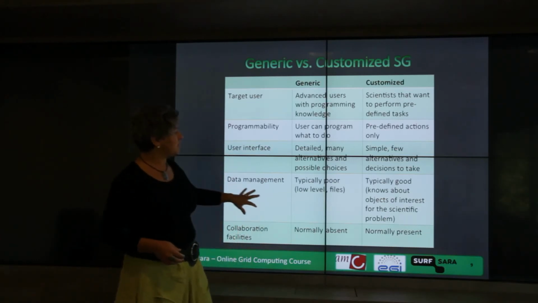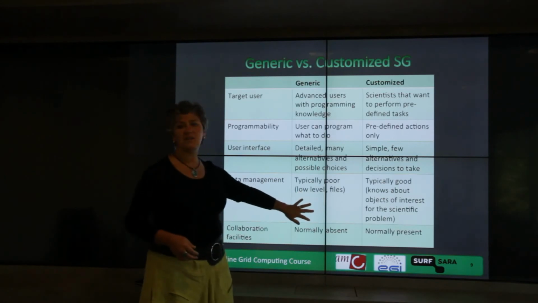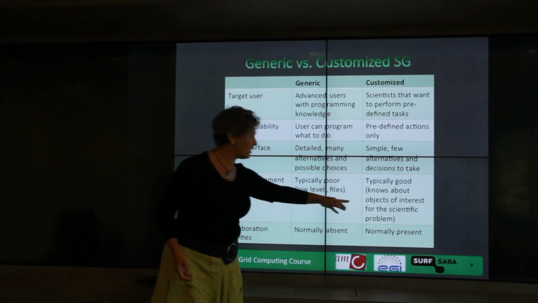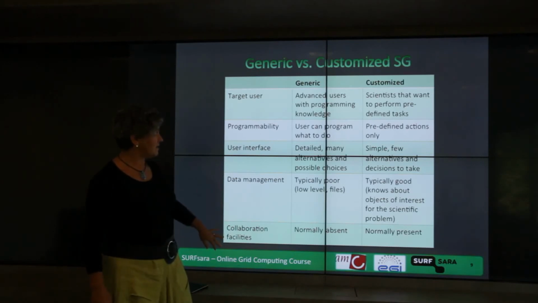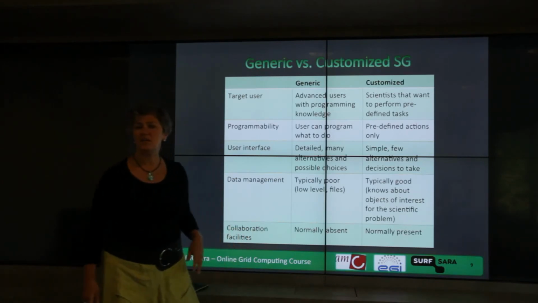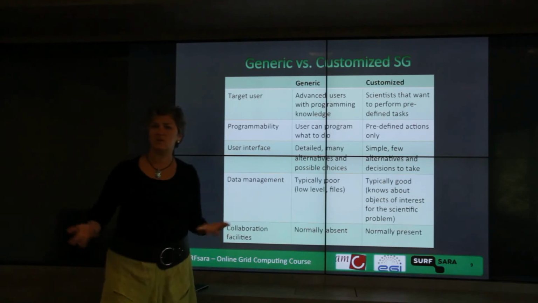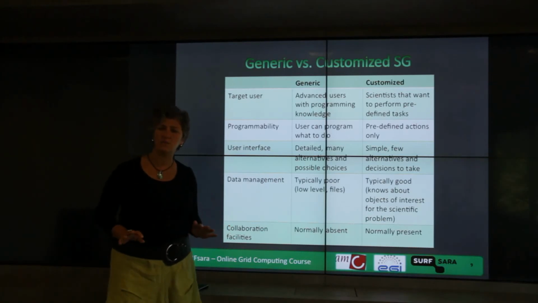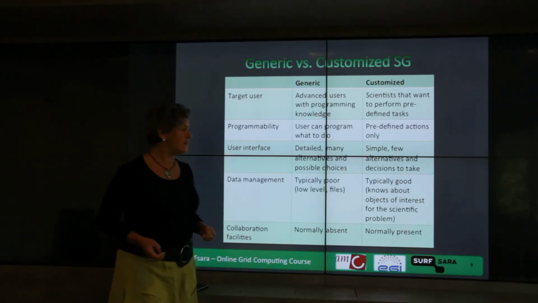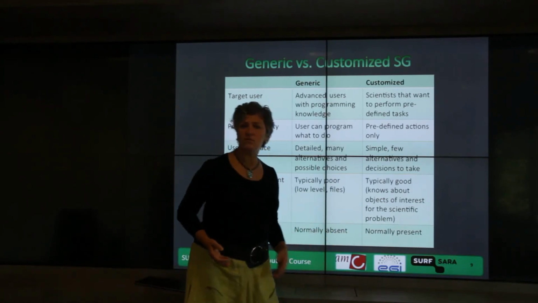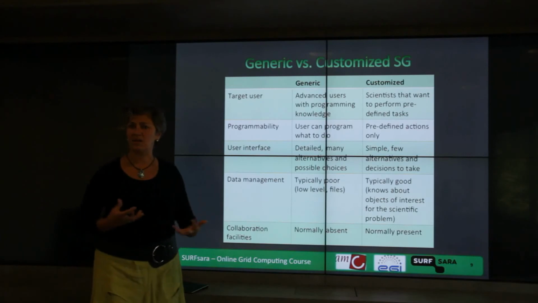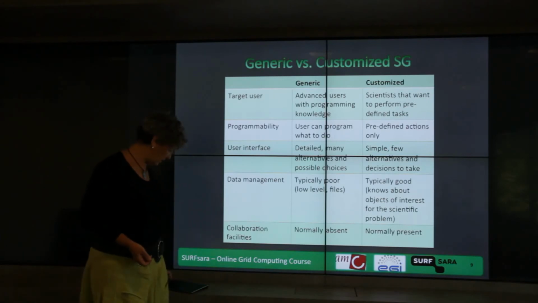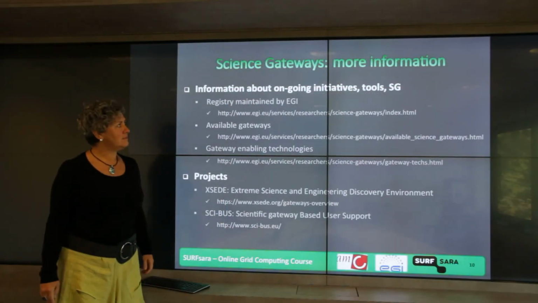The data management part is normally poor in generic gateways, just files, and very rich and customized in the others. And normally in the generic gateways you don't have any collaboration facilities because each person goes there as an individual. It doesn't have to be like that, but it normally is. And in the customized, you normally have the community sense. People go there to do something together, and therefore there are functions that support exactly that.